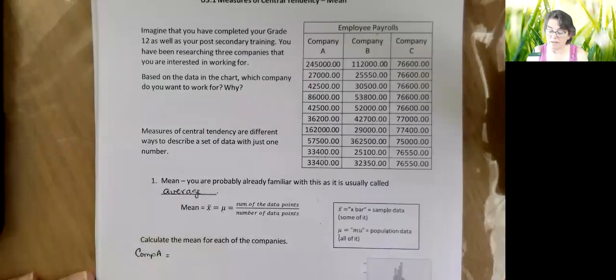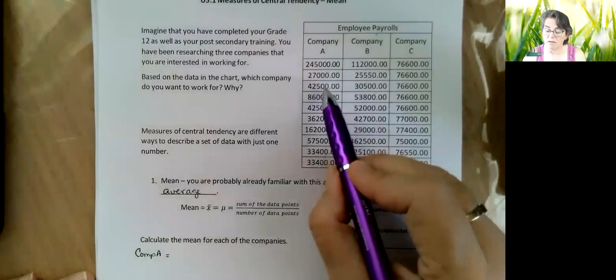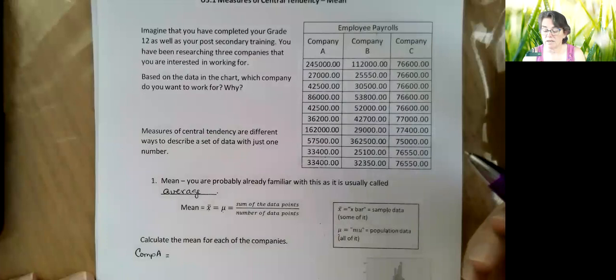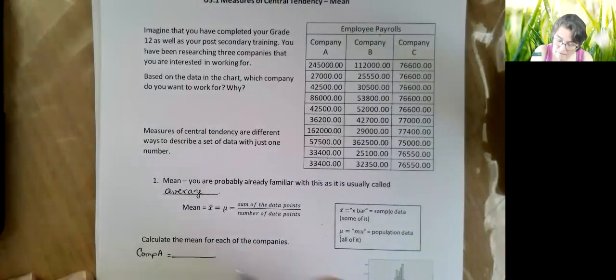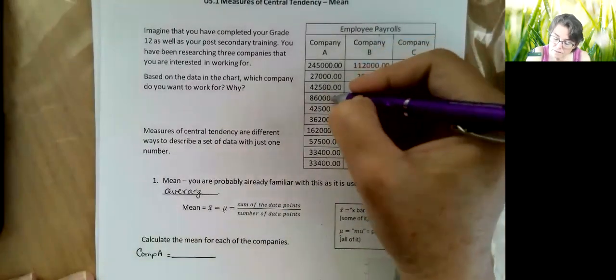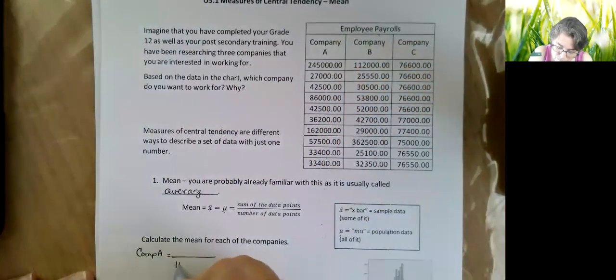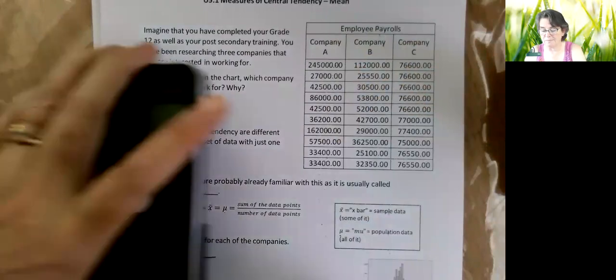I didn't leave a whole lot of room, so what we need to do is add up all of these numbers, and then we're going to divide it by the number of data points. There are 1, 2, 3, 4, 5, 6, 7, 8, 9, 10. There are 10 numbers. So that goes on the bottom.